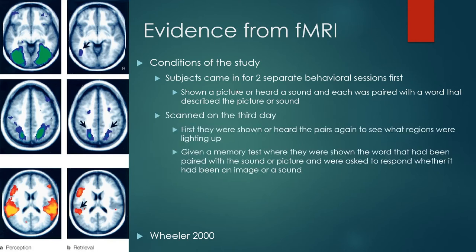So then on the third day, after they came in and memorized all of these pairs of pictures and words and these pairs of sounds and words, they scanned them. The first thing they did was a functional scan while they saw all the pairs again, or heard all the pairs again. So they would see the word and then the picture, and we recorded what was going on in the brain while they were actually experiencing those stimuli.